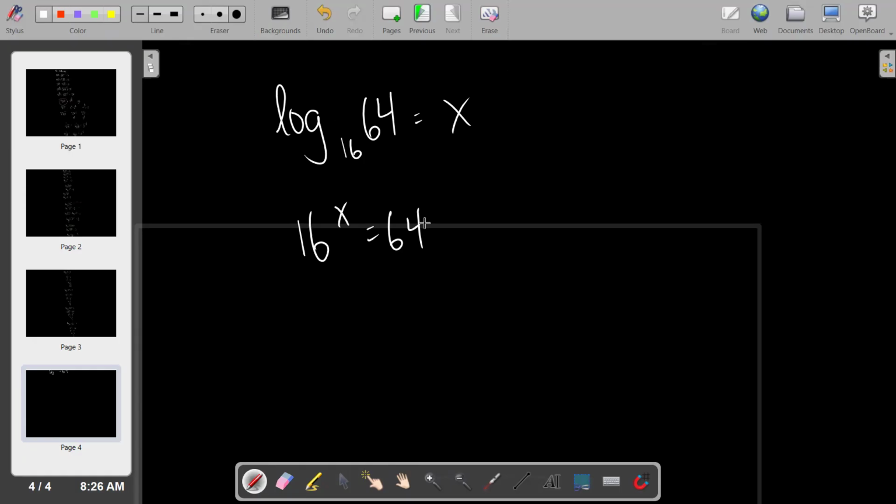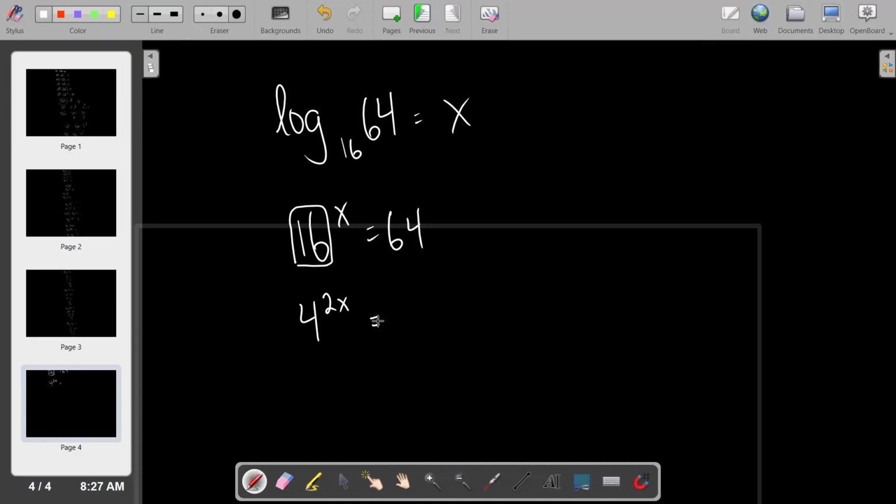What are 16 and 64 both powers of? 4. I noticed you didn't say 2. Why not? Because it's smaller and 4 is better. Okay, so 4 is going to be our best bang for the buck here. So I'm going to take this number 16 and I'm going to write it as 4 to the power of 2. And then I'm going to apply the x and make it 2x.